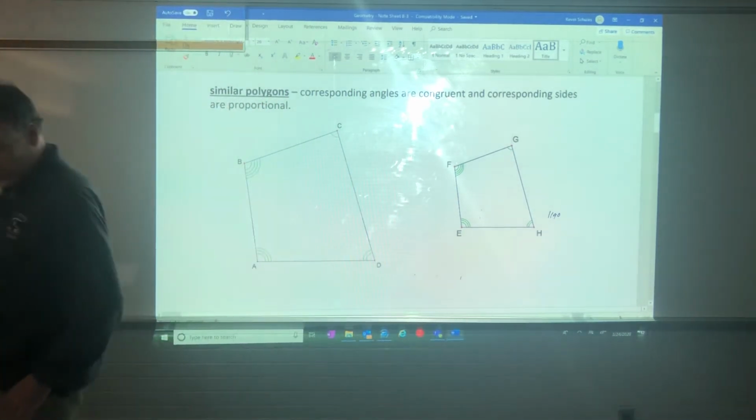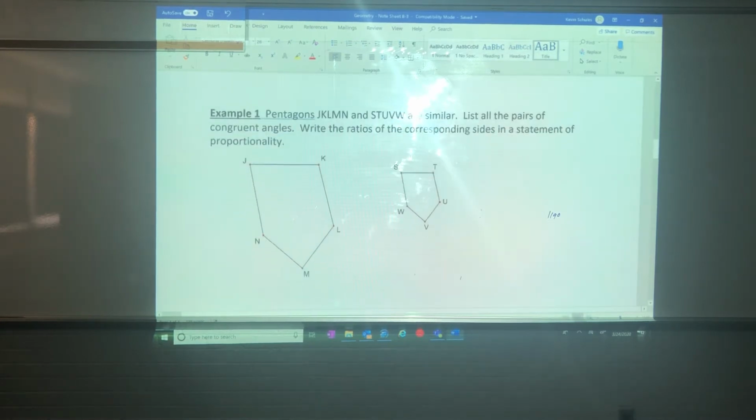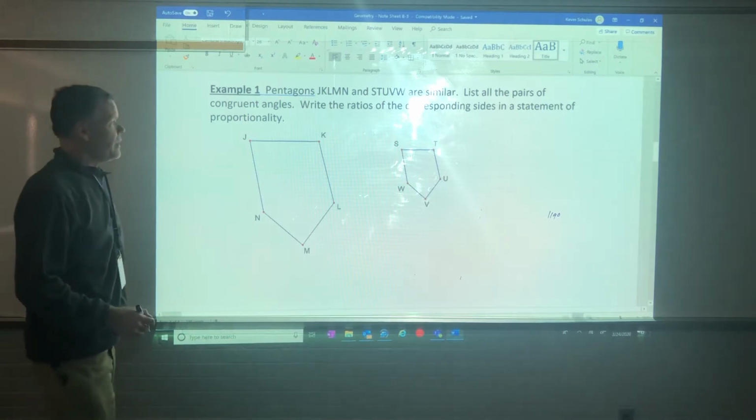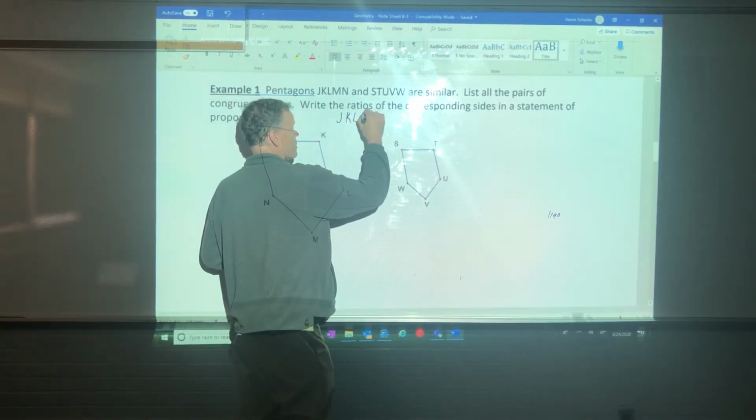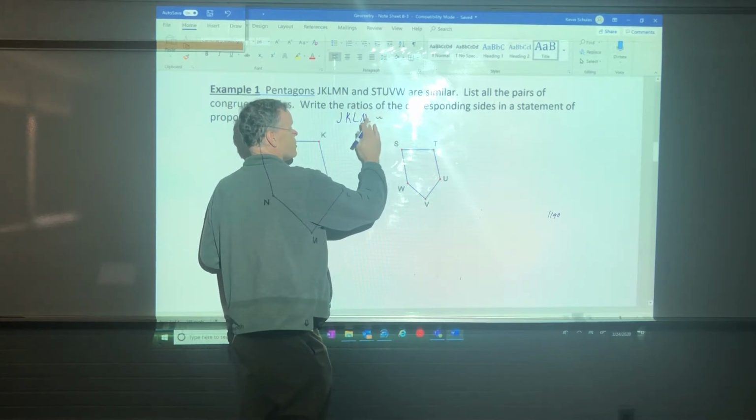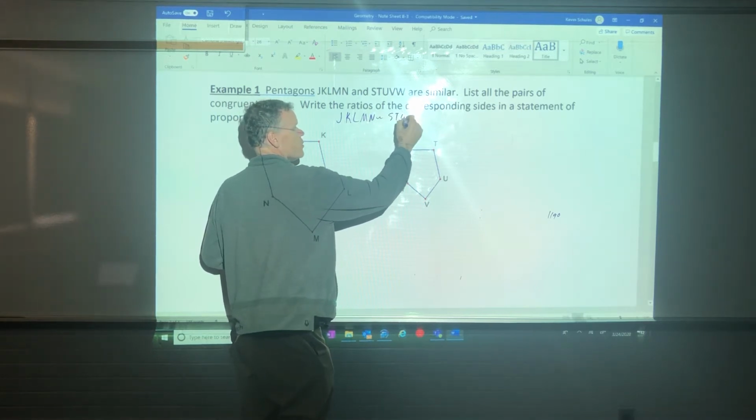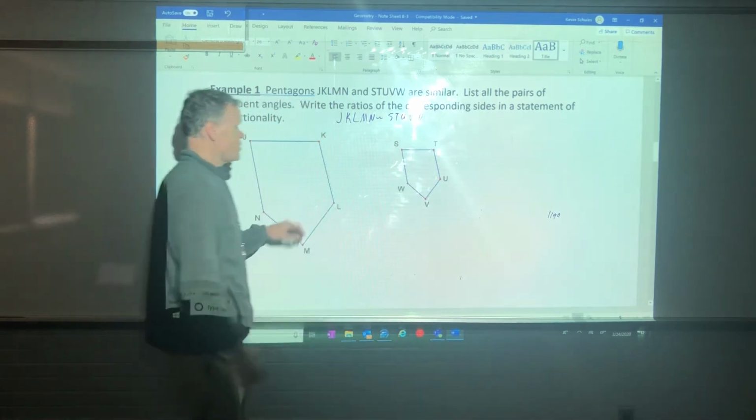Okay, we're going to look now at our first example. Okay, they're telling you that JKLMN is going to be similar to STUVW. Okay, they're going to be similar.